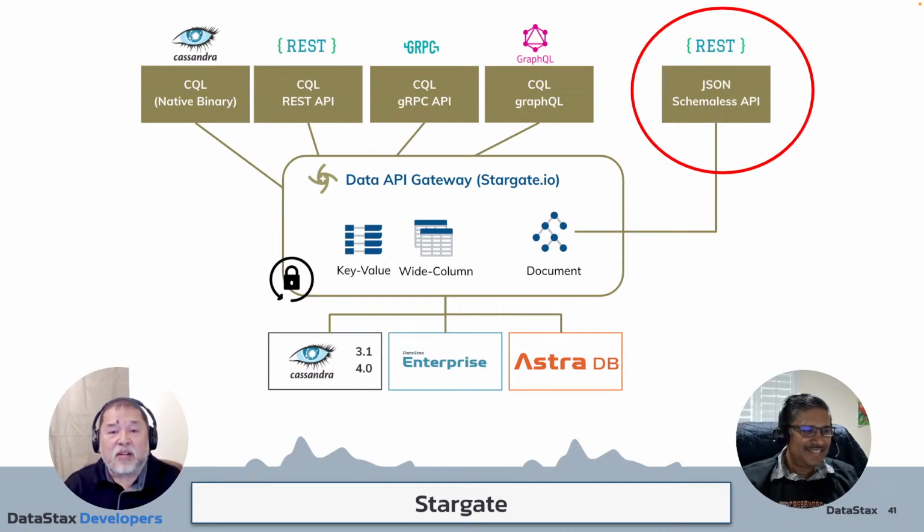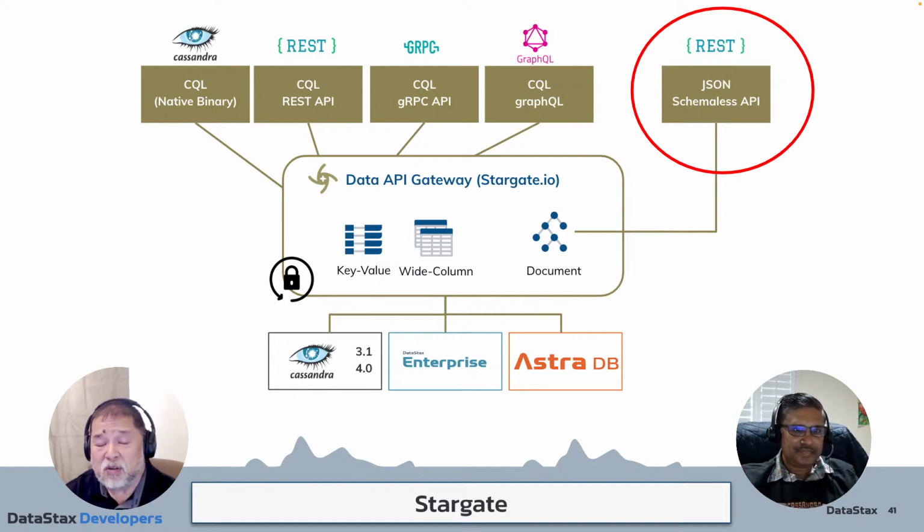And as we said, Stargate's a data API gateway that sits on top of open source Cassandra, AstraDB, and DataStax's Cassandra Plus, if you will, DataStax Enterprise, which is Apache Cassandra plus a number of features that people commonly request or add on their own. DataStax has packaged those features into a product called DataStax Enterprise. But what it does, it allows you to access data in whatever mechanism you're used to.